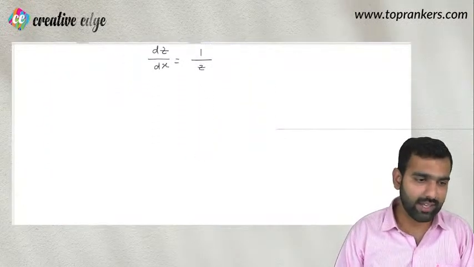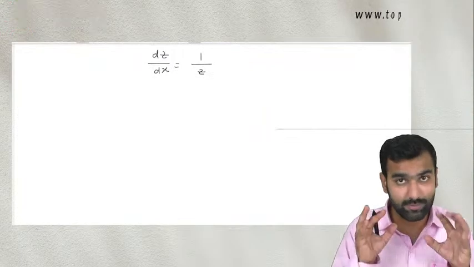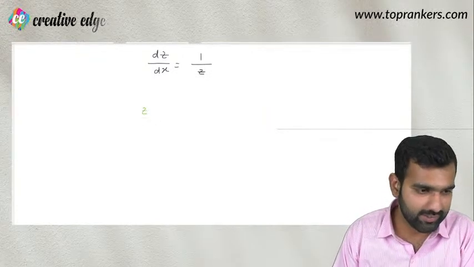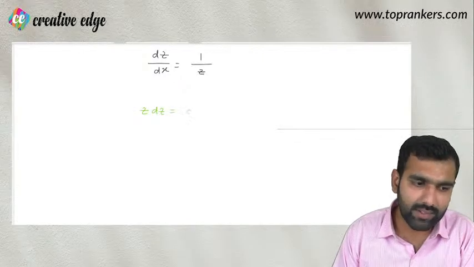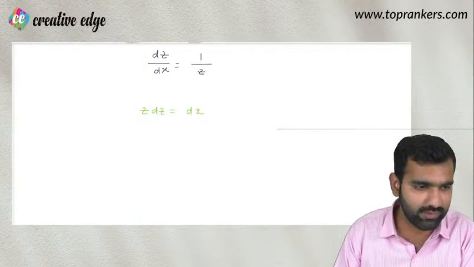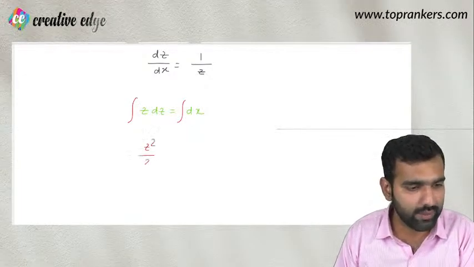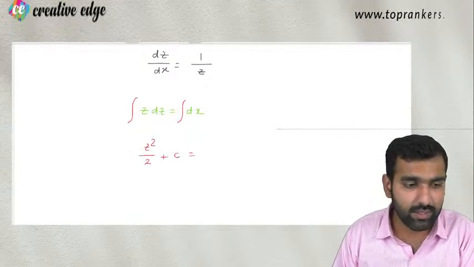So if you look carefully, the question is about to get solved because we have simplified it to a great extent. If I take this z on the other side, this is z dz and this is dx. I hope you know the further process. Put the sign of integration. So integration of z is z square by 2 plus c, and here it is clearly x.